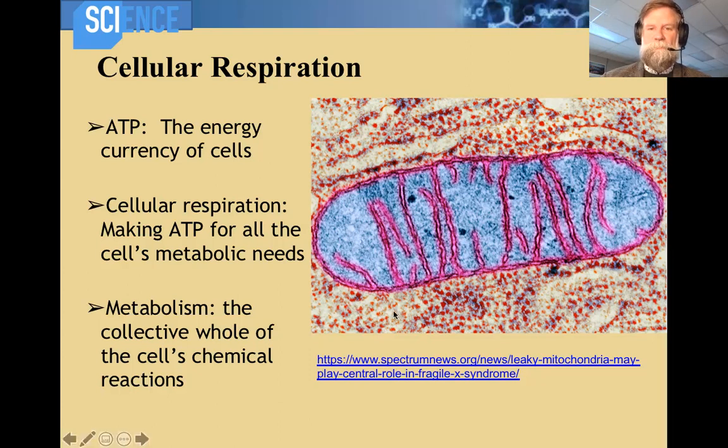This illustration is an electron micrograph from a news site that's reporting on an important cellular disease called Fragile X syndrome. Fragile X syndrome is implicated in autism and different types of intellectual developmental problems in people. One of the more recent studies is showing that the mitochondria might be the source of this problem. So there may be problems with the membrane structure in the mitochondria that doesn't allow for enough ATP production. So an interesting connection there.